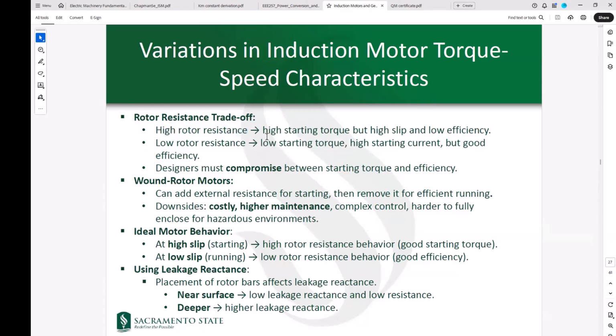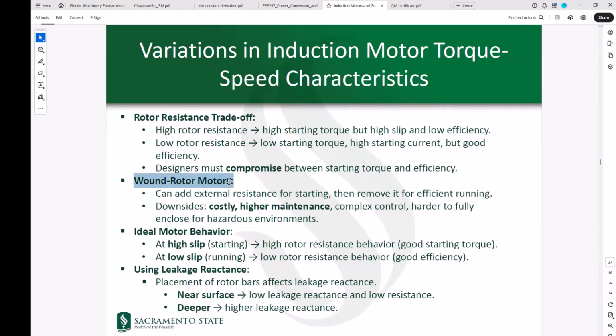So when you increase the rotor resistance, you get the higher starting torque, but it results in lower efficiency because you're increasing the losses of the machine. On the other hand, if you have low rotor resistance, you would have lower starting torque, but you would have better efficiency. So therefore, you need to have a compromise between the two.